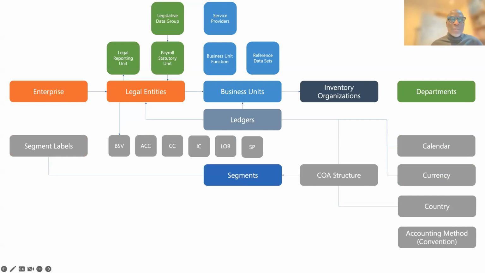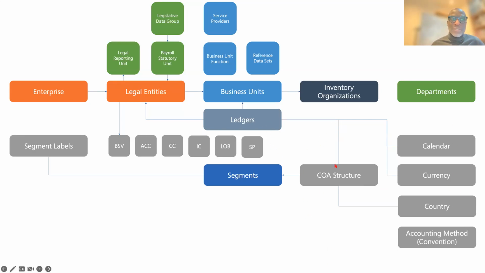So let's go through it one by one. So you have your calendar, which I mentioned. You have your currency, you have your country, and then you have your accounting method. I'll talk about the accounting method much later. So let's have a look at the chart of account structure from a financial structure perspective. So your ledger will have all of this.